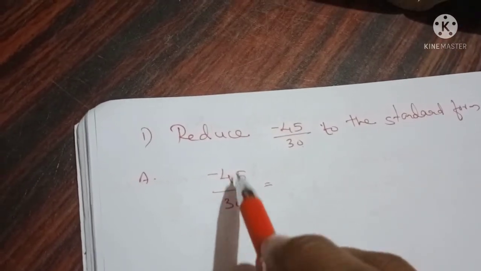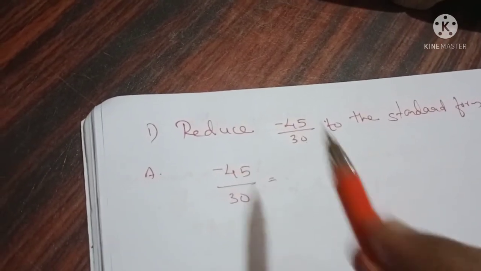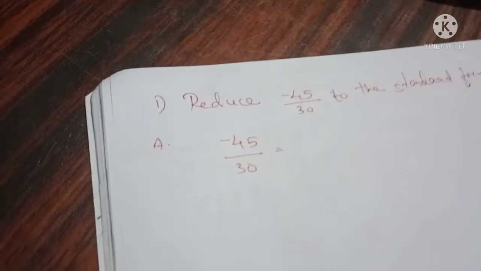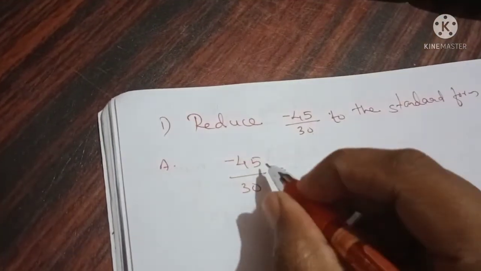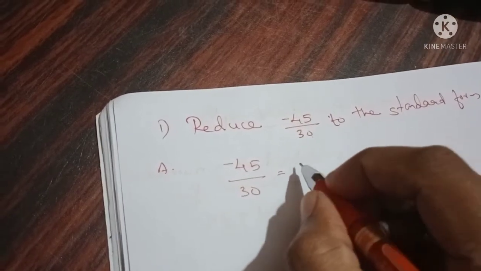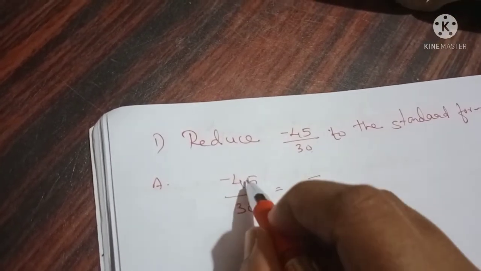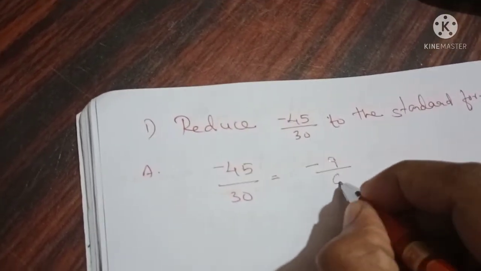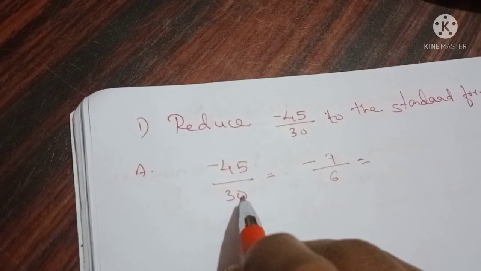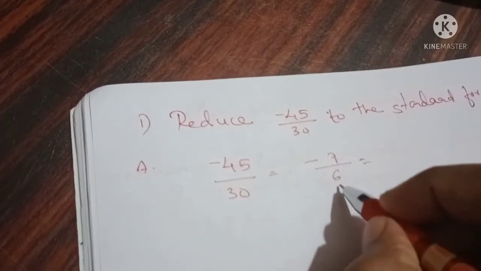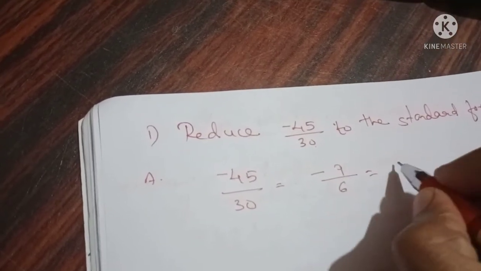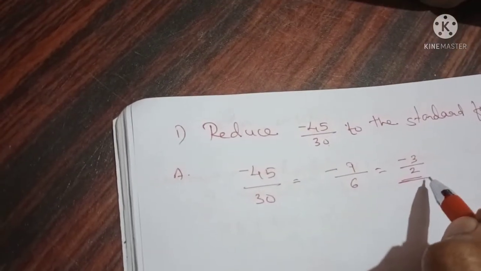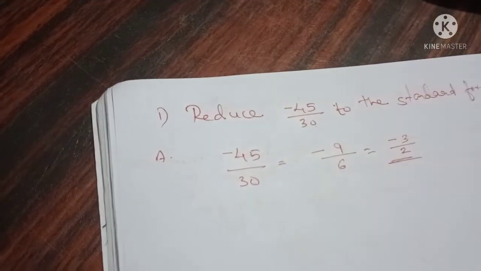That means these two numbers should not have any common factor other than 1. So what is the condition here? Here there is a common factor other than 1, so we can reduce this into the shortest form. That means we can cancel this 45 with 5, so minus 9 by 30 becomes 6. We can cancel this 30 with 5. That means 6, again 9 and 6 have common factors. That means minus 3 by 2. So minus 3 by 2 is the standard form of minus 45 by 30.